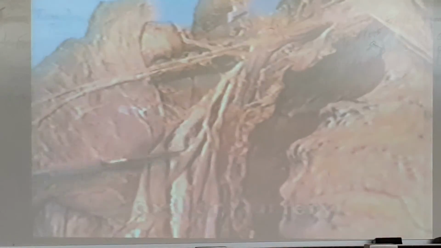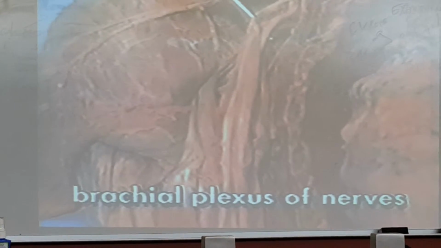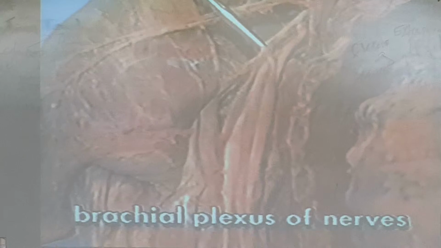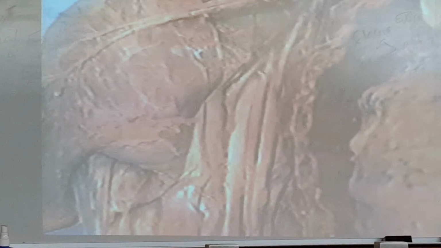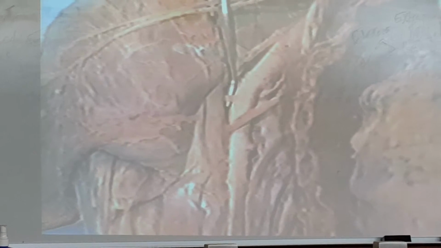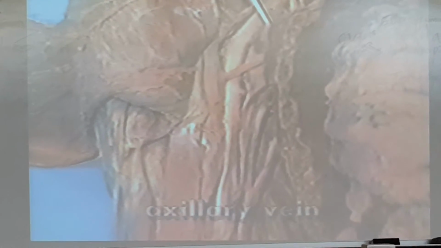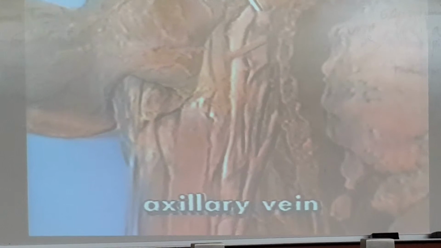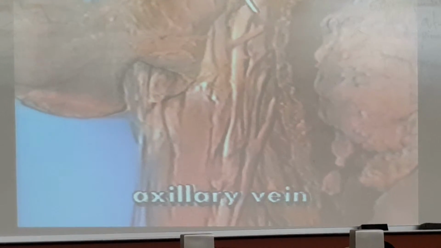Located near the axillary artery is the brachial plexus of nerves, which furnishes sensory and motor innervation to the shoulder and upper limb. When the nerves of the plexus are retracted, we can see the axillary artery more clearly. Its branches supply muscles and other structures in the thorax and shoulder regions. Lying near the artery is the large axillary vein. It transports blood from the upper limb to the subclavian veins.